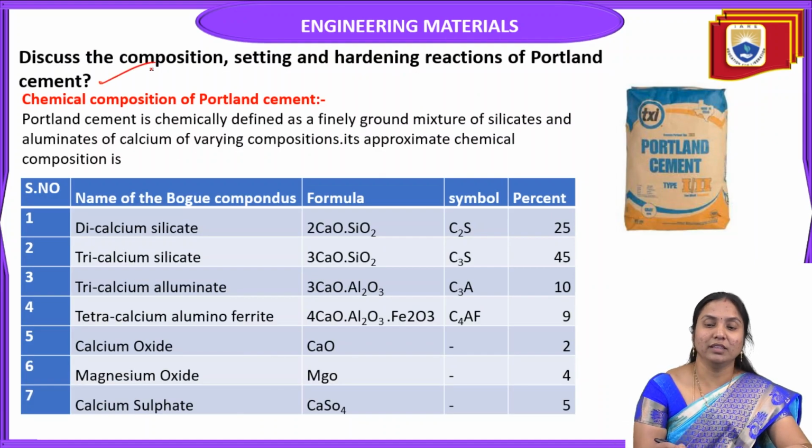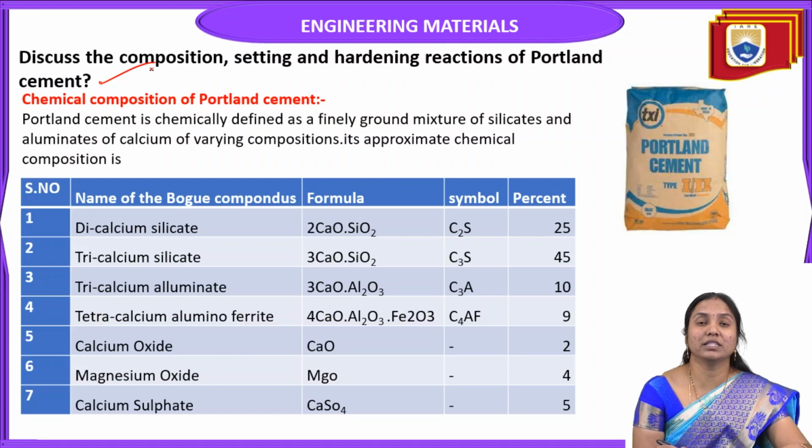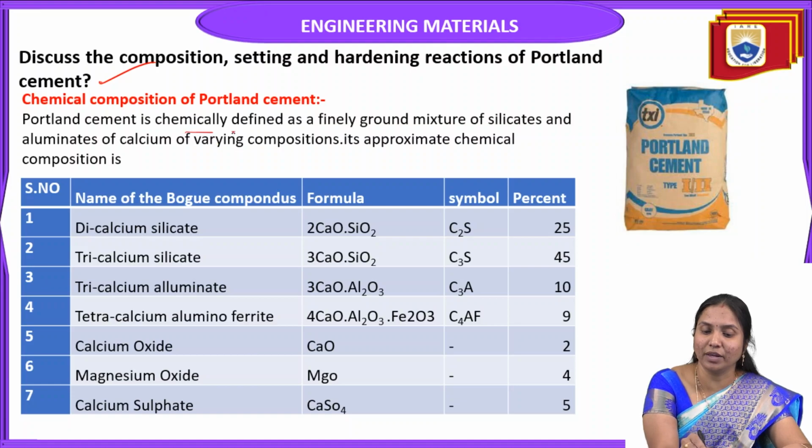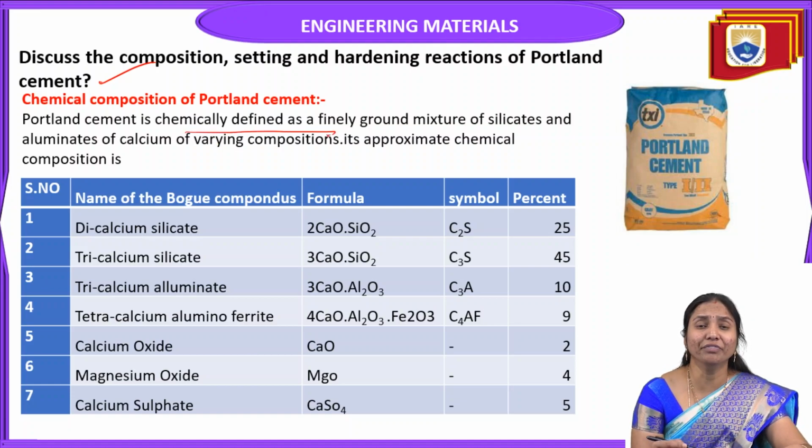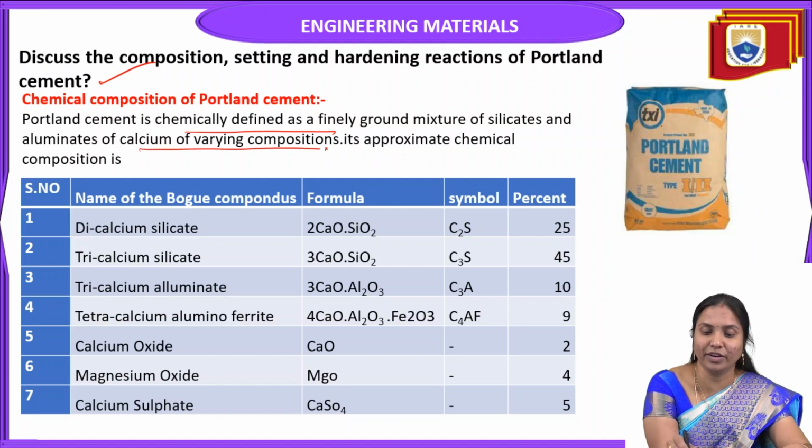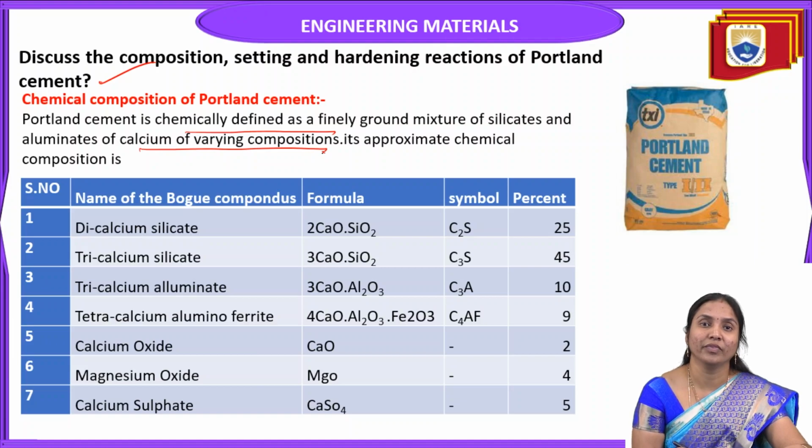And the next question in this chapter, engineering materials: discuss the composition, setting and hardening reactions of Portland cement. So what is the chemical composition of Portland cement? Portland cement is chemically defined as a finely ground mixture of silicates and aluminates of calcium of various compositions. So it is a mixture of silicates and aluminates of calcium of various compositions.